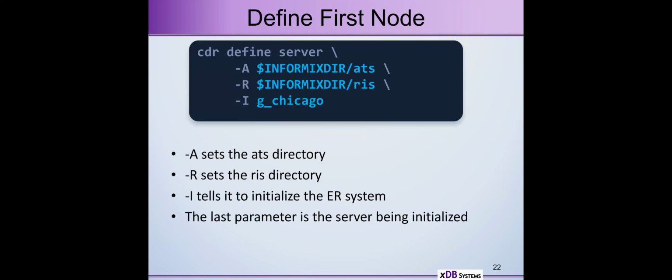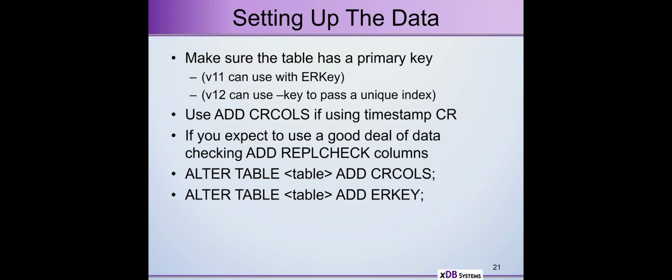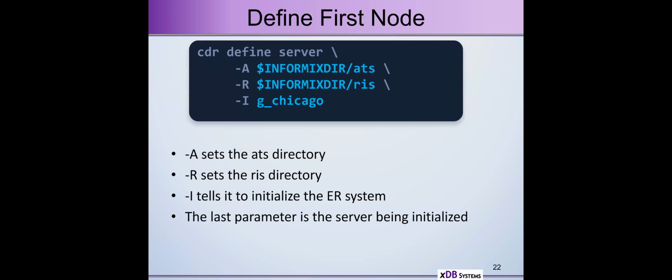So, defining our first node. We've got our systems prepped. They have SQL hosts and they're talking to each other. We've got the onconfig set up. So we actually want to define our first node, and we're going to set up Chicago. This is going to be our first root node.